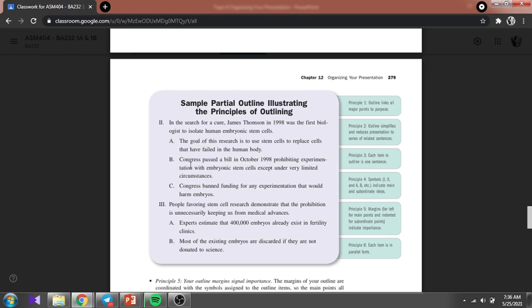And the Congress passed the bill, meaning that they do this on the law, or something, I'm not sure. And the Congress banned funding for any experiment that will harm the embryos. What is the conclusion after the discussion on the laws? Okay, meaning that it has a flow. Alright.